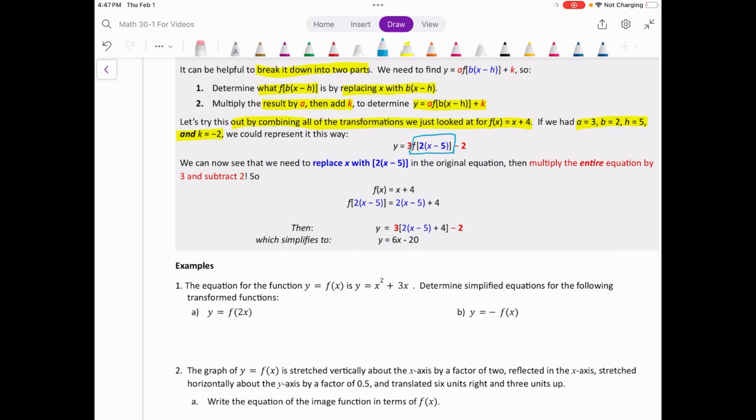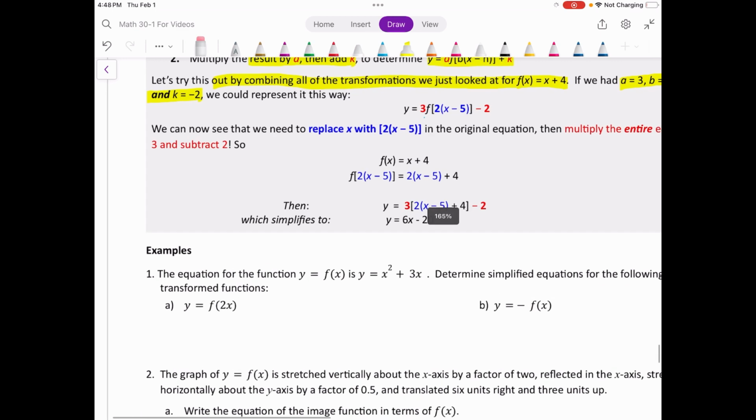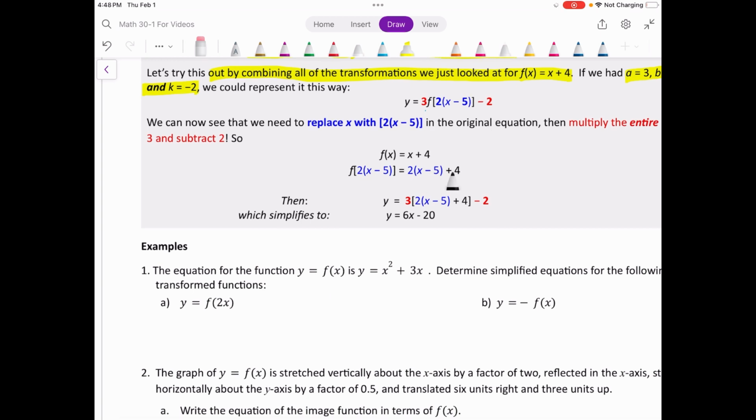And then it says, okay, so now take that, multiply it by 3, and subtract 2. It's up to you. You could simplify this a little bit first. I might actually do that: 2x minus 10 plus 4, and then combine like terms. But either way, now that we know f of 2x minus 5, this says multiply it by 3. So look what I'm doing, multiplying it by 3, our a value. And then from that, subtract 2. And if you simplify this all out, you can check my work, you end up with the equation of the transformed function, y equals 6x minus 20.